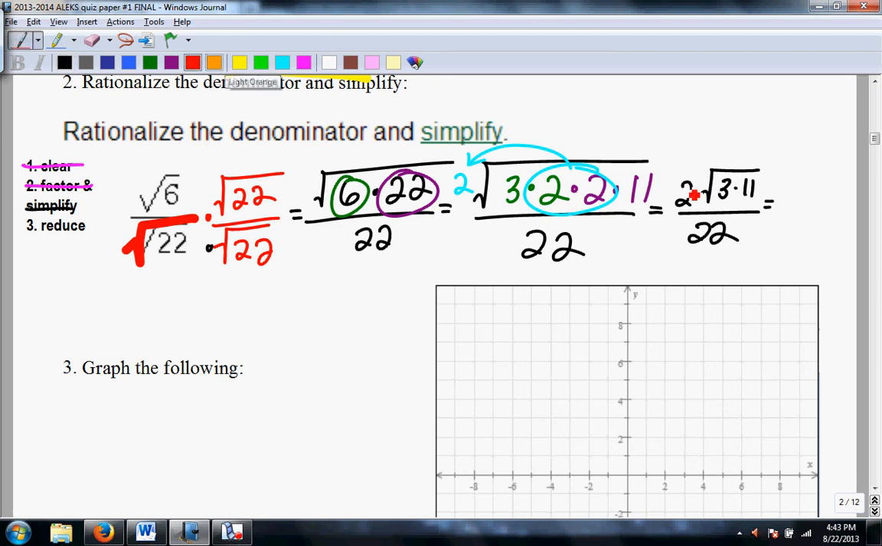Now I reduce where I can. 2 goes into 22 11 times. My final answer, square root of 33 over 11.